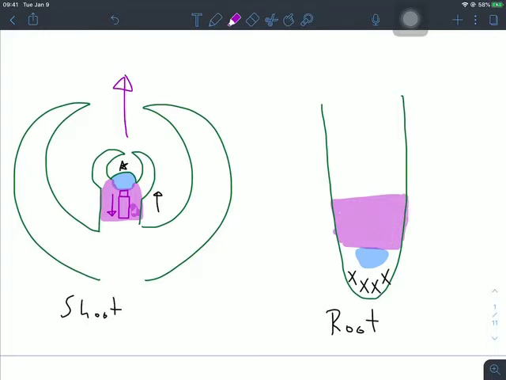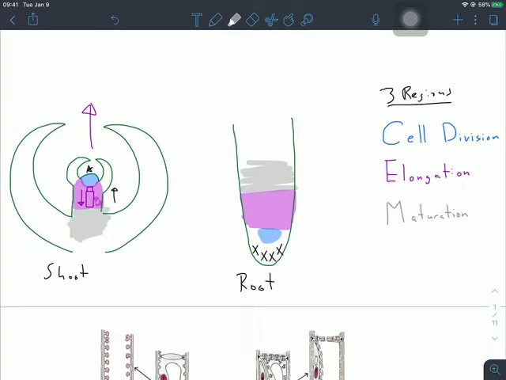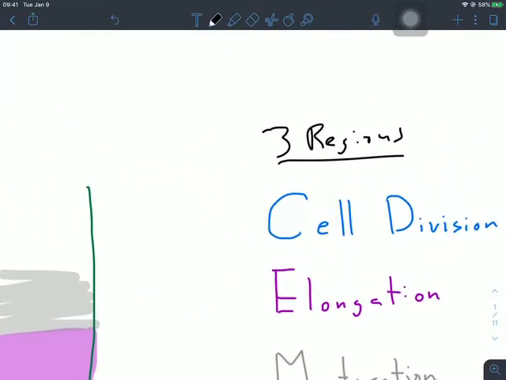Last but not least, we start seeing maturation happen beyond that, both in the region of the shoot and in the region of the root. So once cells have reached their full size in the region of elongation, they then can begin to specialize and adopt different forms and perform different functions. What this means is that when cells are in the region of cell division, they are stem cells, or cells that can differentiate into any different cell type.